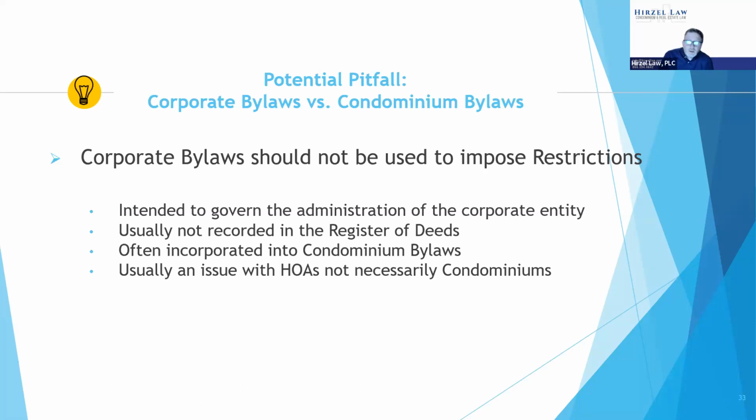But in Michigan, corporate bylaws should not be used to impose new restrictions. Corporate bylaws relate to the internal machinations of the company itself. They're intended to govern the administration of the corporate entity. Since they're not recorded with the Register of Deeds, they're not going to be able to bind future owners on topics that relate specifically to the use of their land, disconnected from the association itself. So the point of this particular slide is that if you have corporate bylaws, take a look at them and try to avoid having your corporate bylaws address issues that are more appropriately addressed in a recorded master deed or declaration.